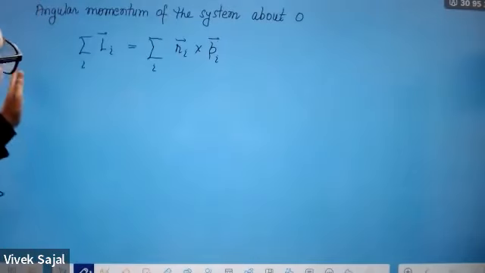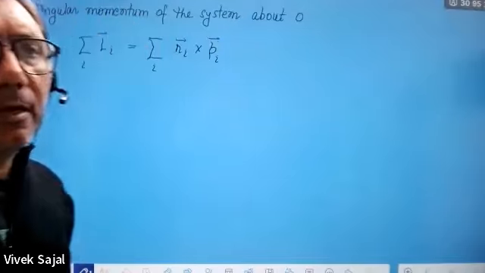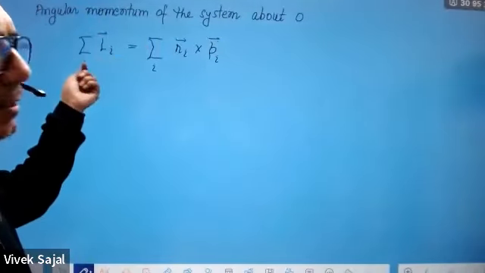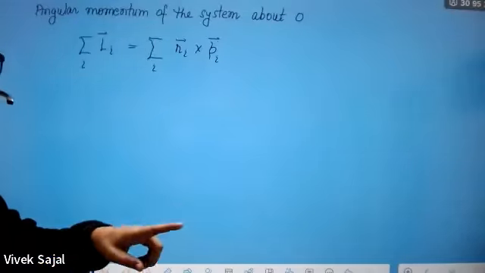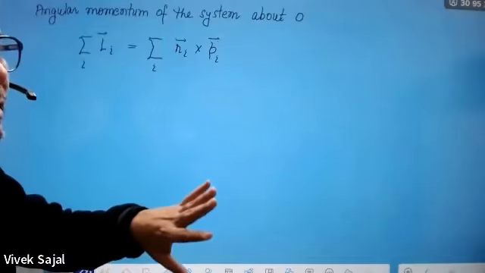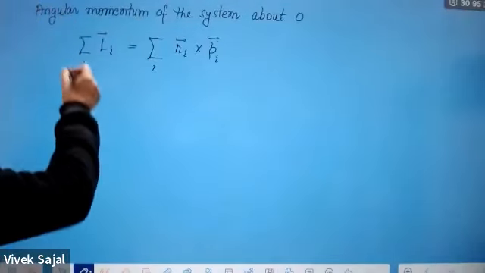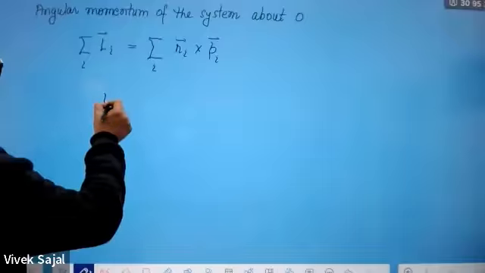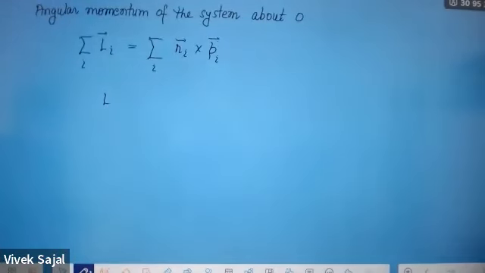So I have taken the summation of the angular momentum of all the particles about the origin here. I calculated for one particle and took the summation so that I can find out the angular momentum of the complete system. So this will be L, the angular momentum of the system.